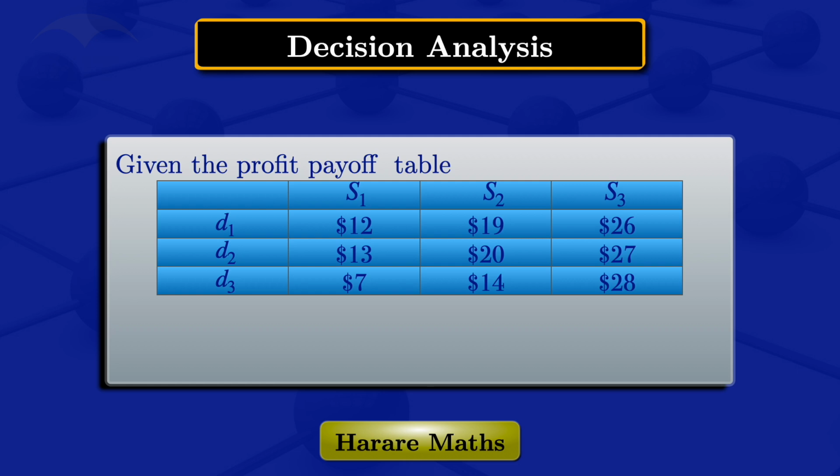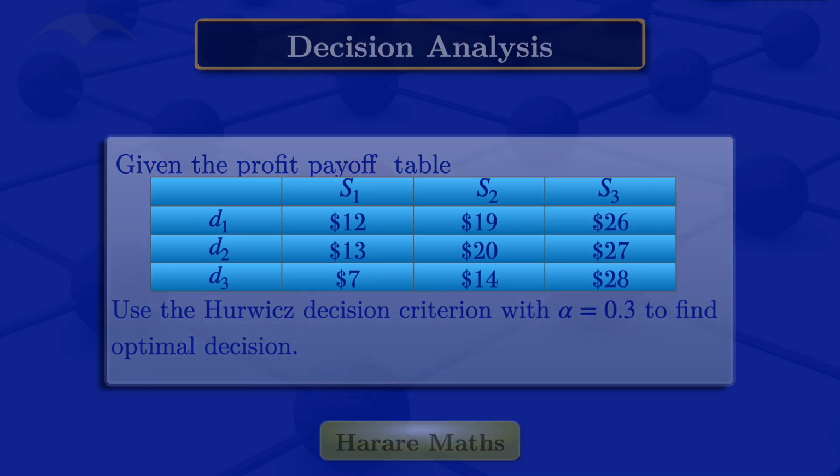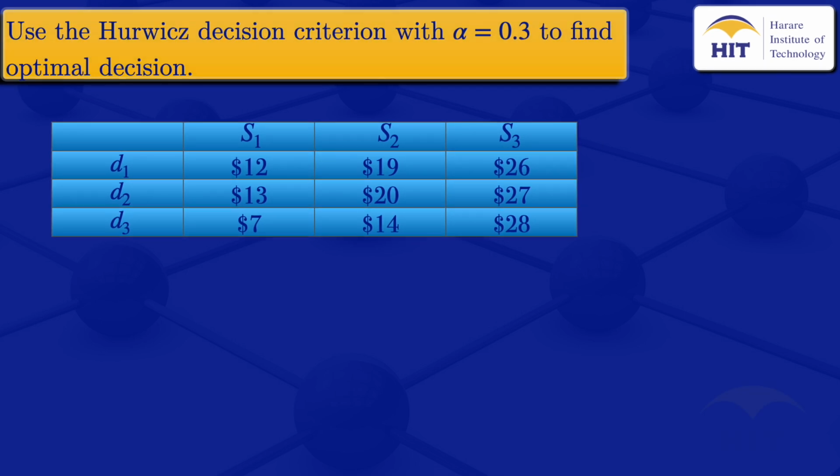Given the profit payoff table, which has three states of nature, S1, S2, and S3, and three decision alternatives, I'm going to use the Hurwicz decision criterion with alpha equals 0.3 to find the optimal decision. The alpha there is called the coefficient of optimism. In this case, it's 0.3. It's quite low, indicating a relatively pessimistic outlook. So we'll now go on and find the Hurwicz value.